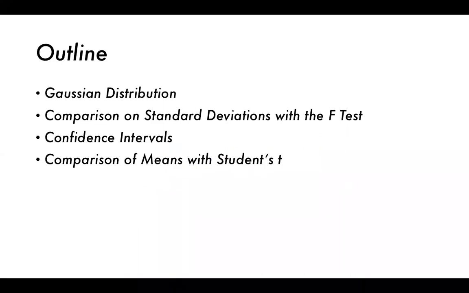The outline of what's going to happen is that we're going to be looking first at Gaussian or normal distributions. Then we'll move on to a comparison of standard deviations with the F-test, talking about things like confidence intervals, the range of data values that can contain the true values for the data, and the comparison of means with Student's t-test.